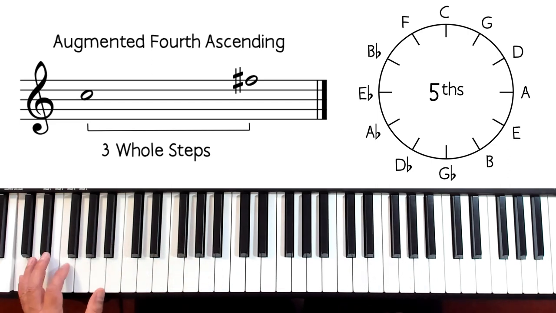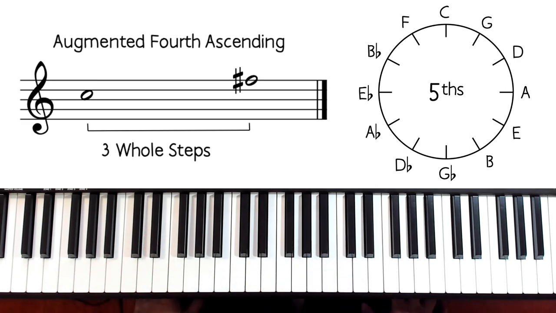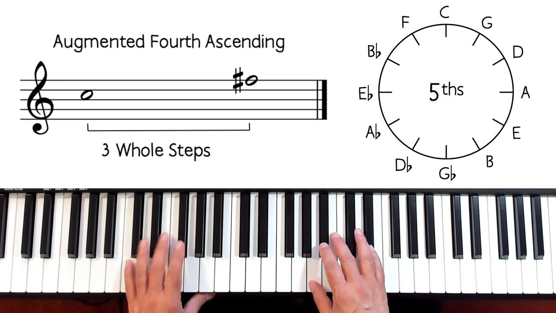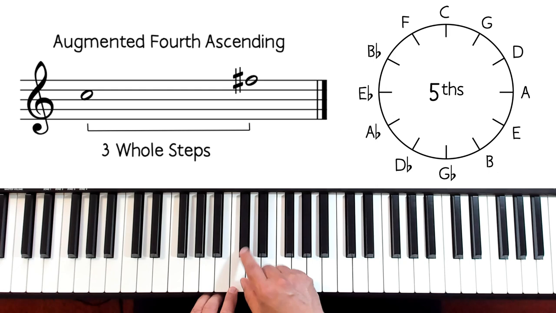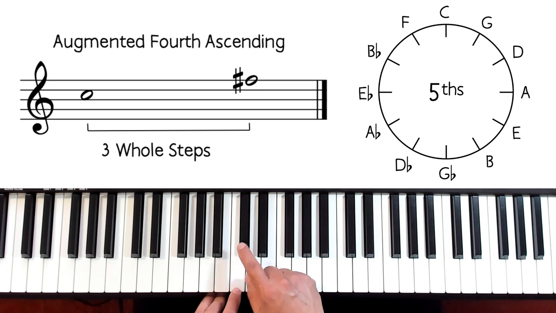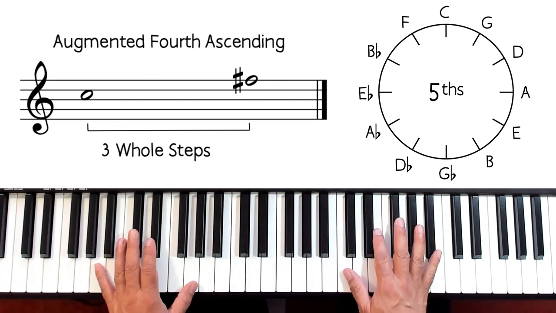Okay, so now we're gonna continue with augmented fourths, and augmented fourths is necessary because we're gonna be using the visual images of intervals to be able to build all our voicings. That's gonna entail intervals from a minor second to a major 13th, both ascending and descending in all 12 keys.